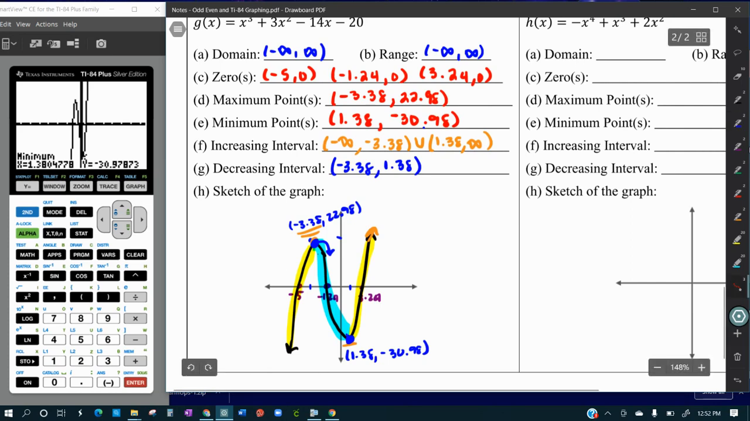So what you really need your calculator for is the zeros, max and mins, and that's really it. Domain and range is nice because you have a picture in front of you. But C, D, and E are the places that you really need your calculator for.